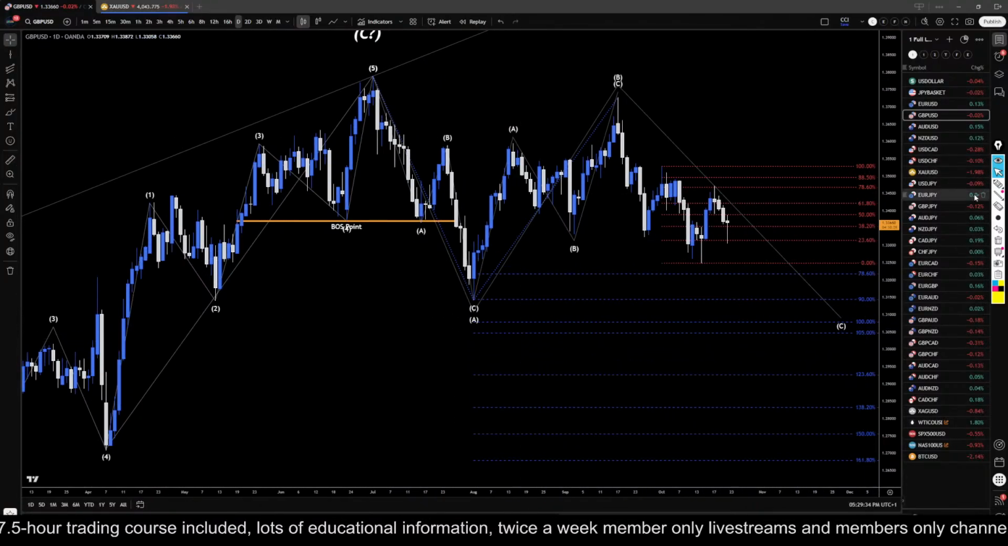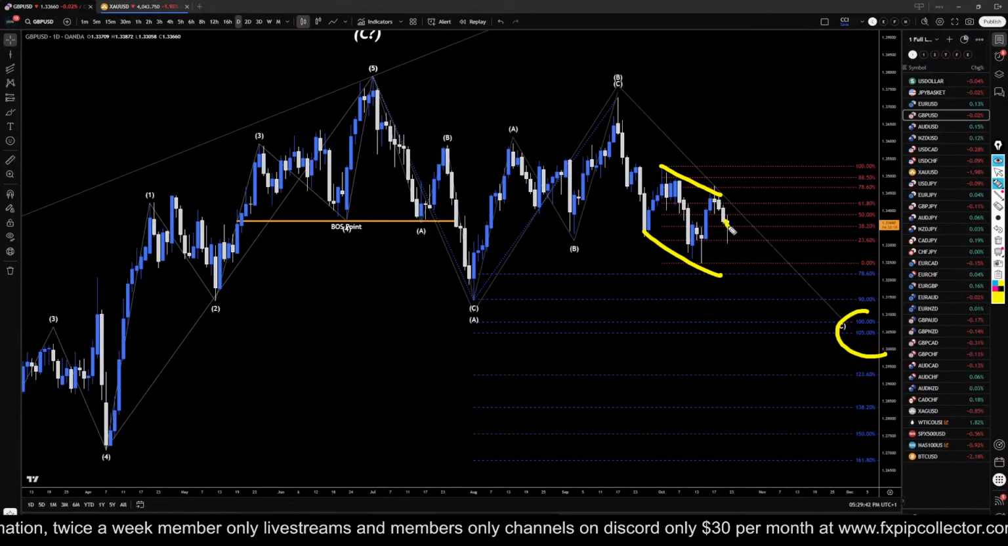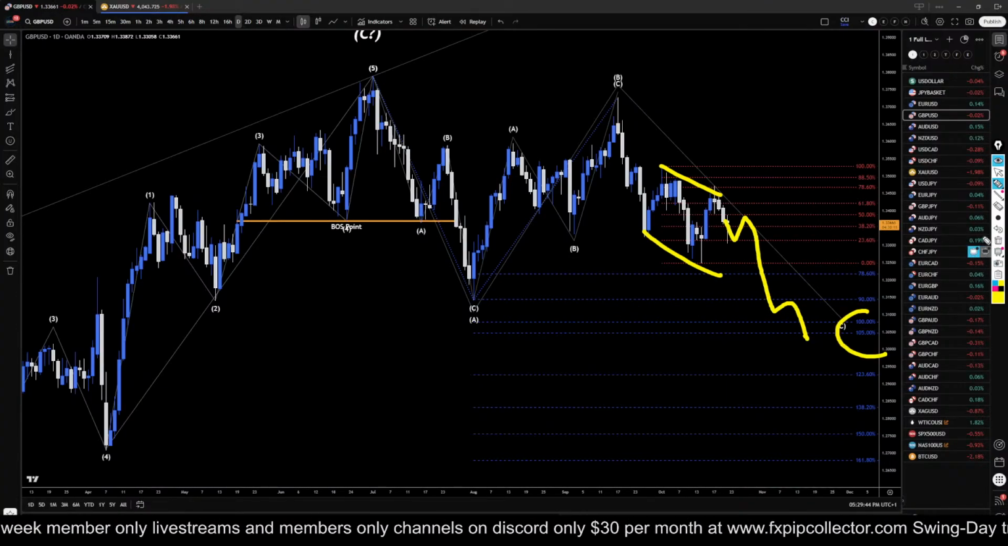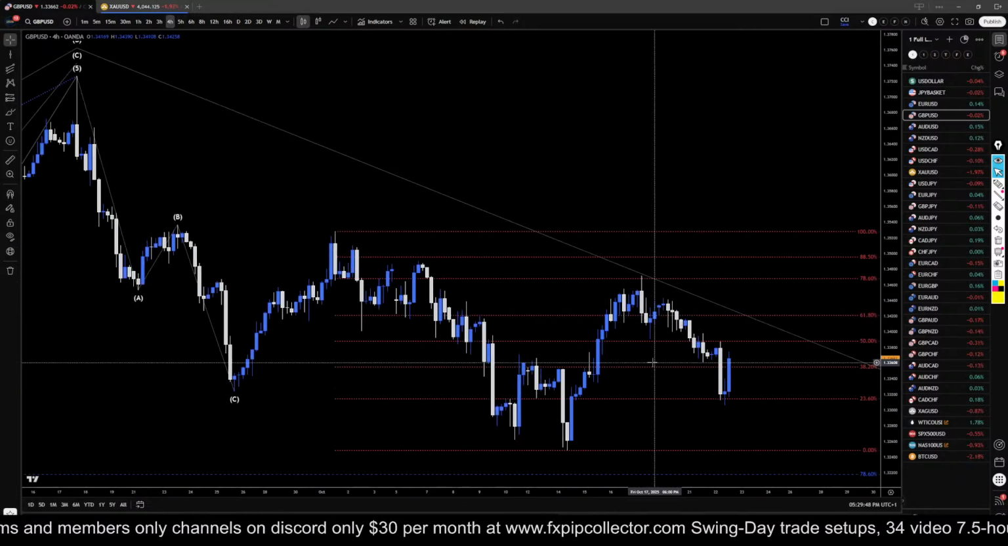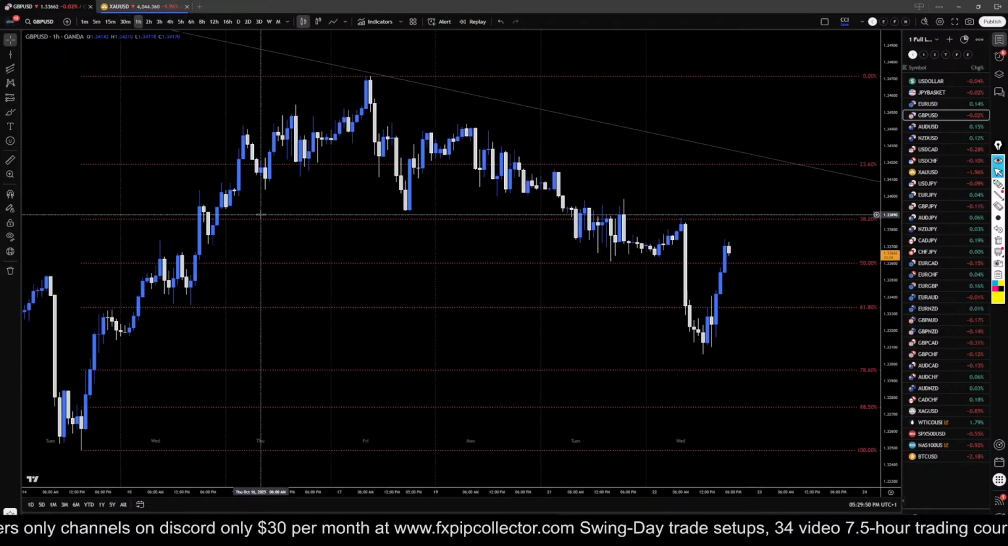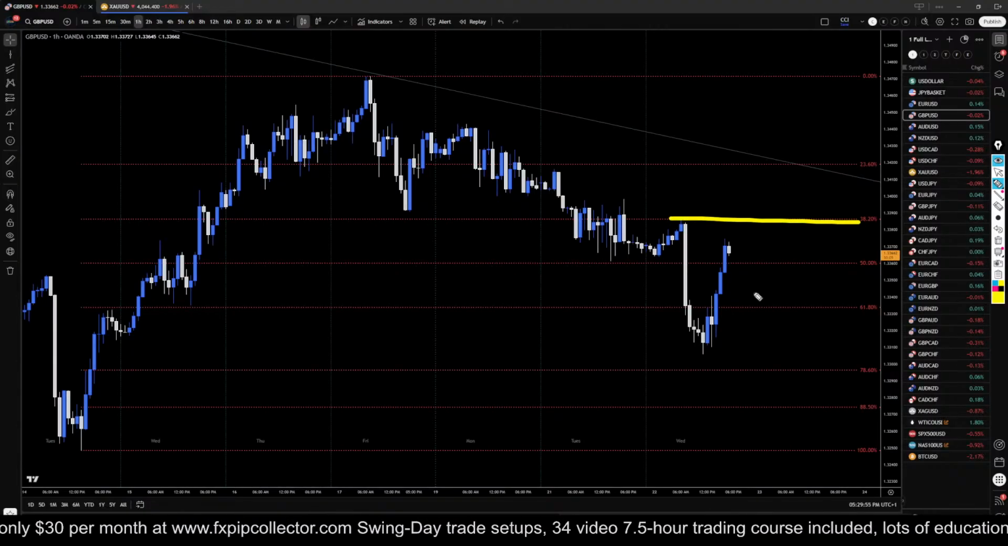I mean, to me, this still looks like it needs to go down. It still looks like a flat. I was kind of wondering if this was like a running ABC here that was just going to keep on going down, but it's turning up pretty hard today, isn't it? No break of structure though. The 1 hour time frame definitely doesn't have a break of structure.